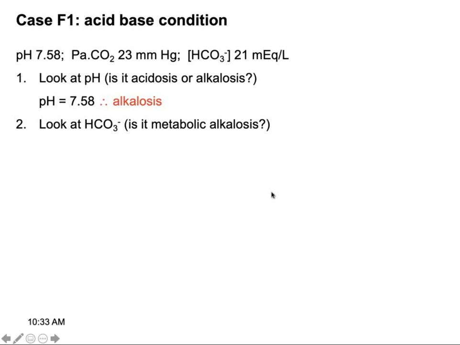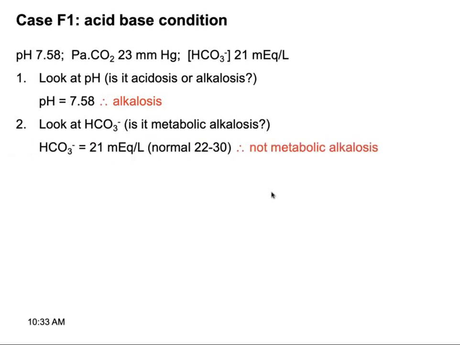So there are varied responses for question 2. Look at the bicarbonate. So bicarbonate here is 21. The normal range is 22 to 30. So we're not saying that this is metabolic alkalosis. Why? So let's understand why we are saying that.